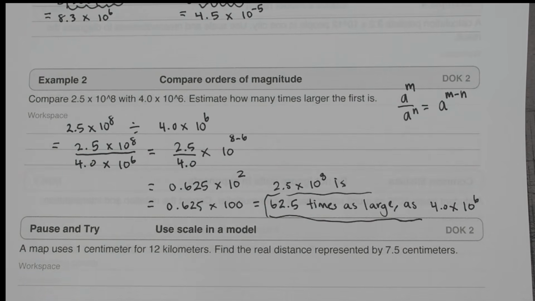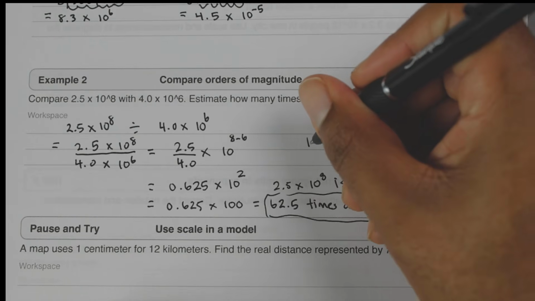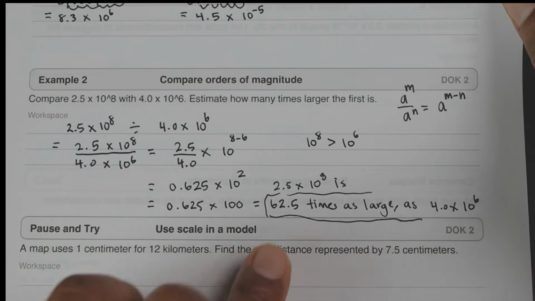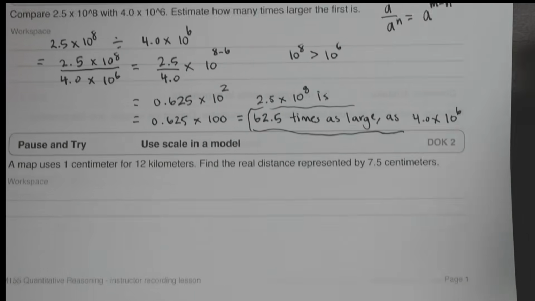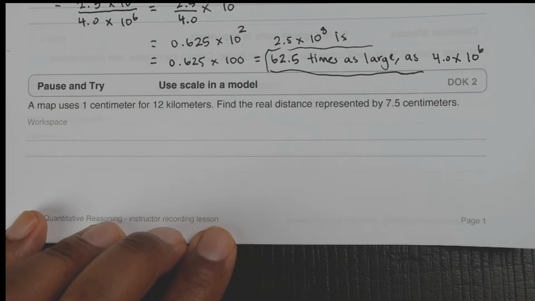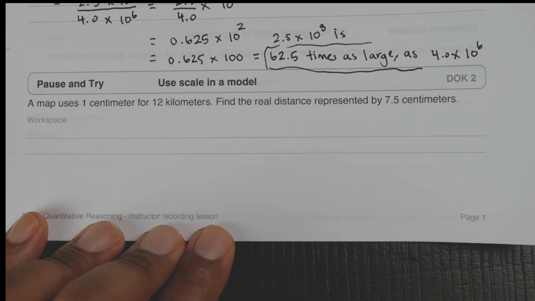So the exponents also tell us immediately that the first quantity is much larger, because 10 to the eighth power is greater than 10 to the sixth power. So we already know that it's greater, but we just don't know how many times greater. All right, so a map uses the following. You can pause the video and try this on your own.